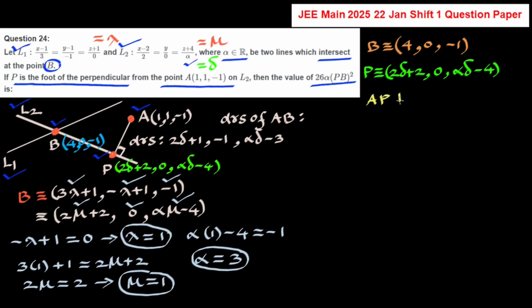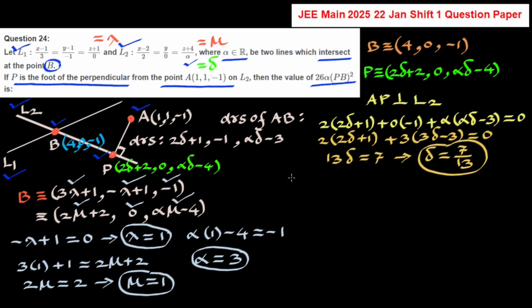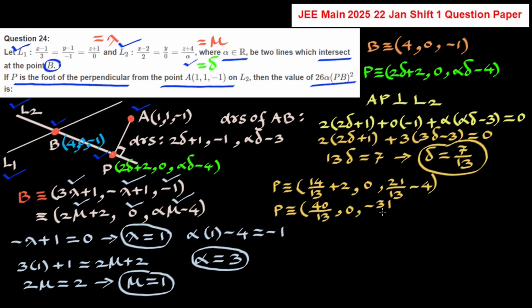Now since AP is perpendicular to line L2, product of their drs will be 0. So 2 into 2 delta plus 1 plus 0 into minus 1 plus alpha into alpha delta minus 3 equals 0. Putting value of alpha, 2 into 2 delta plus 1 plus 3 into 3 delta minus 3 equals 0. 4 delta plus 9 delta, 13 delta equals 7, gives delta equals 7 upon 13. So the coordinates of point P will be 14 upon 13 plus 2, 0, 21 upon 13 minus 4. That will be 40 upon 13, 0, minus 31 upon 13.